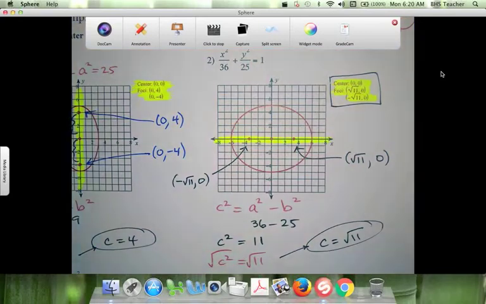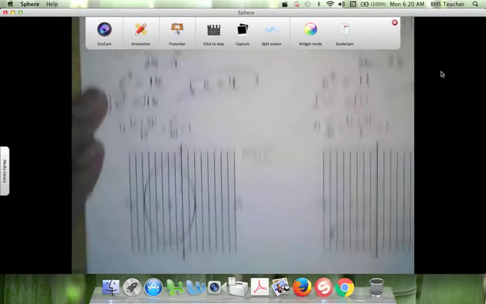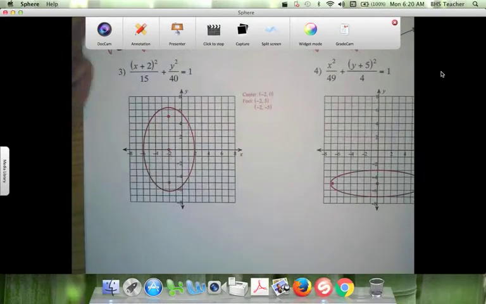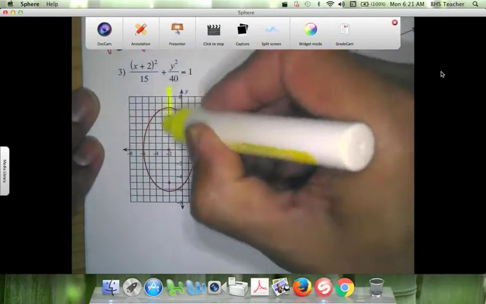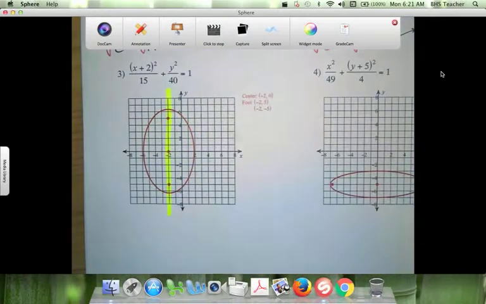Okay, let's look at these following ones. We're going to move the center now. Okay, number 3. Let's find the c value, the c distance. Again, this one's already here. The ellipse is already graphed. We know that the foci are on the major axis. They're already plotted for us, but let's pretend they're not.